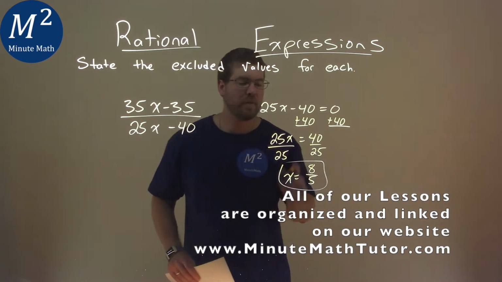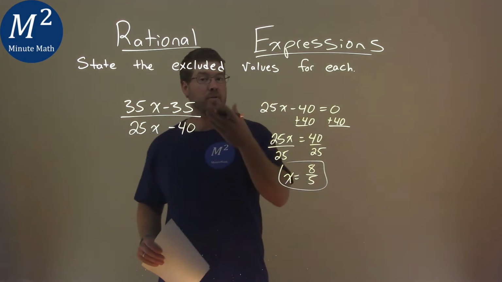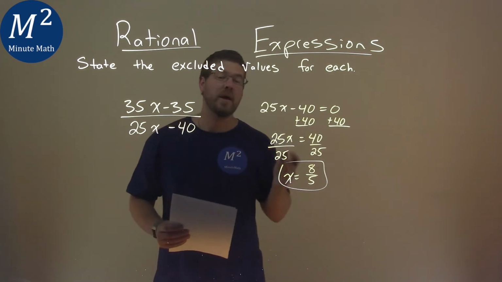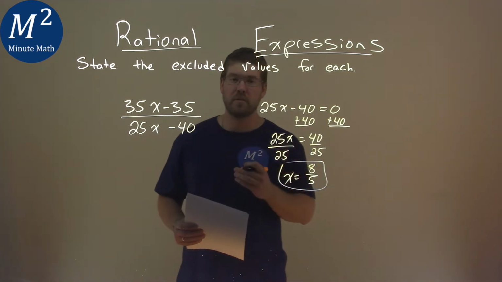And so 8/5, when plugged in for x, makes our denominator equal to 0, which we can't divide by. So 8/5 is our excluded value.